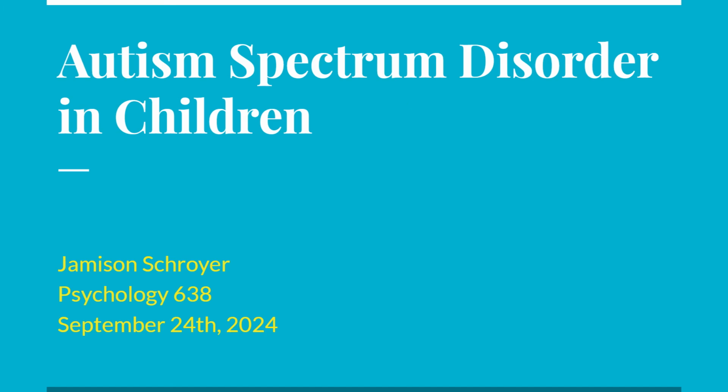This is a brief overview on childhood autism spectrum disorder, or ASD as I will call it from here. Most of the research cited in the slideshow was published within the last 5 years of this presentation, and only one resource was published before the DSM-5.